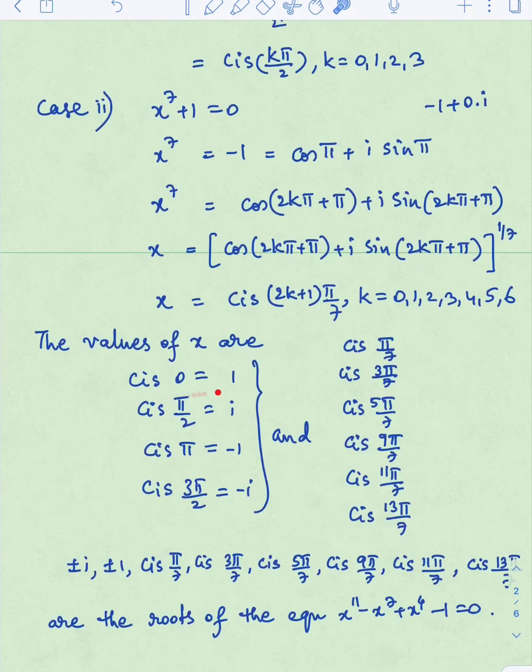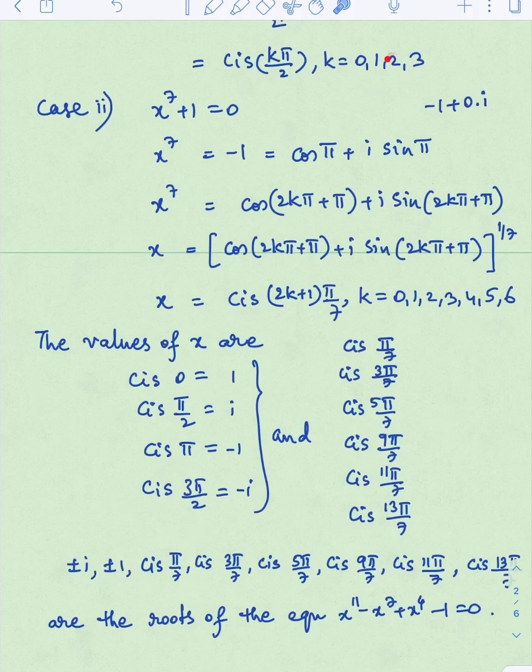from this we are taking these. That is, put k is equal to 0 in it. When you put k is 0, you get cis 0. So this is cis 0 which is equal to 1. And how did this come? Cis pi by 2. Again go back to this step. Here put 1. You get 1 into pi, that is pi by 2. So cis pi by 2, that is i. And how did this cis pi come?